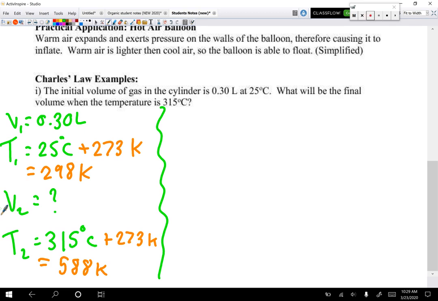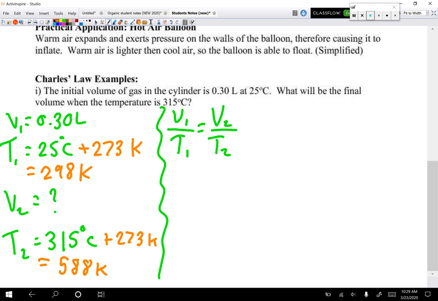So our new equation that we have right here: V1 over T1 is equal to V2 over T2. Now just remember, when we're rearranging our equations, we have to do the operation of opposites, which means that we have to do the opposite thing to the variable in order to isolate it. So the opposite operation. Okay.